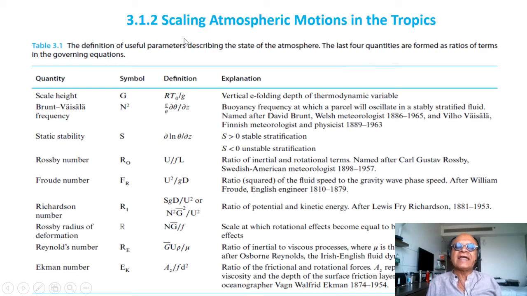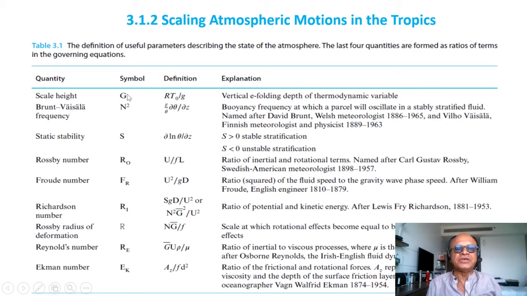So the scaling of the atmospheric motions in the tropics requires certain non-dimensional numbers. So we will use the definition of parameters described here along the derivations and discussions we will have throughout the course. So it's better if you can remember these. These are really important ones. The last four quantities are formed here as ratios in terms of governing equations.